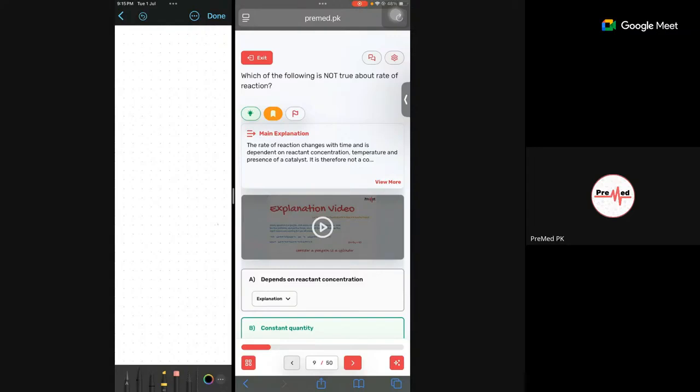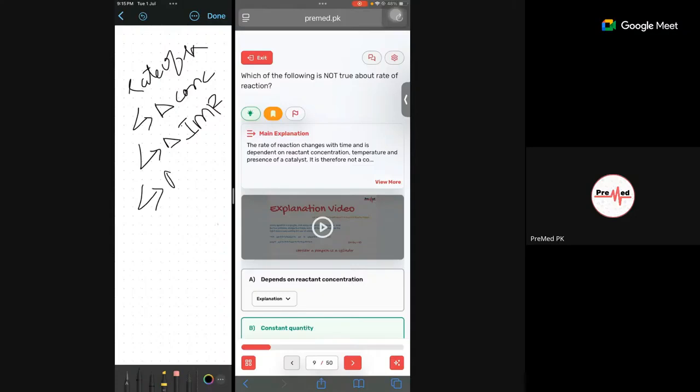So over here, let's see the options first. Which of the following is not true about rate of reaction? Well, when a reaction is happening, we see changes in concentration, changes in temperature, changes in intermolecular forces, and changes in different reactant concentrations. Particularly, we see a change in time, that's most important, through which we find the rate.